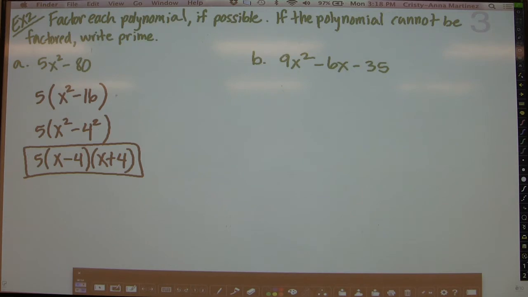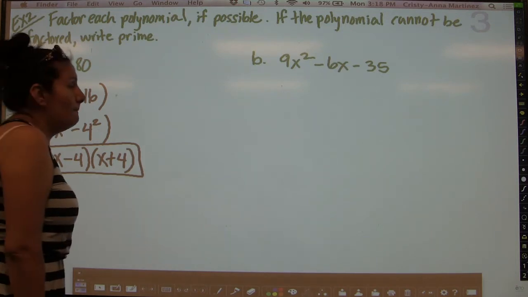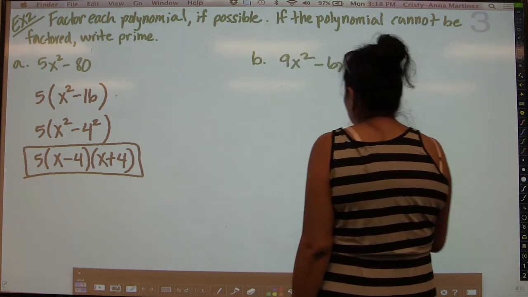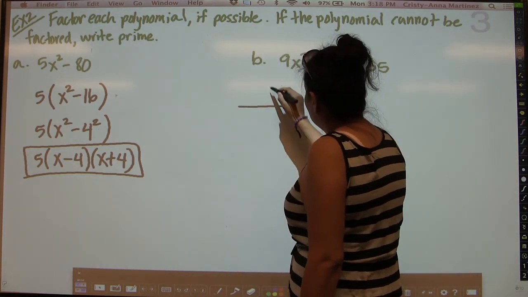The 9 and the 6 have obviously a 3 in common, but then you have 35, and 35 doesn't have anything in common. So all of these terms don't have any common factor. Therefore, we're not going to be able to use the ax squared plus bx. We're not going to be able to use the perfect square trinomial, but we still have available to us our factoring technique from before. So we're going to go ahead and do that.